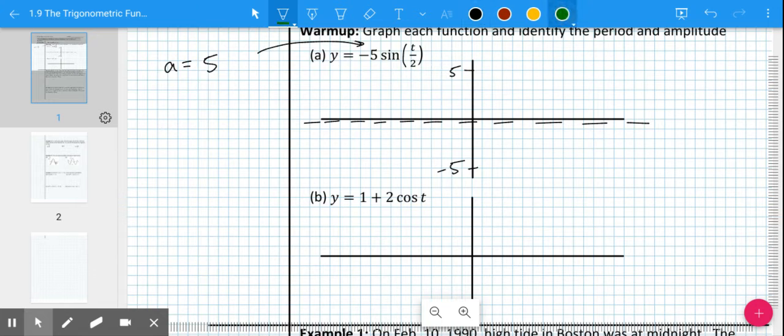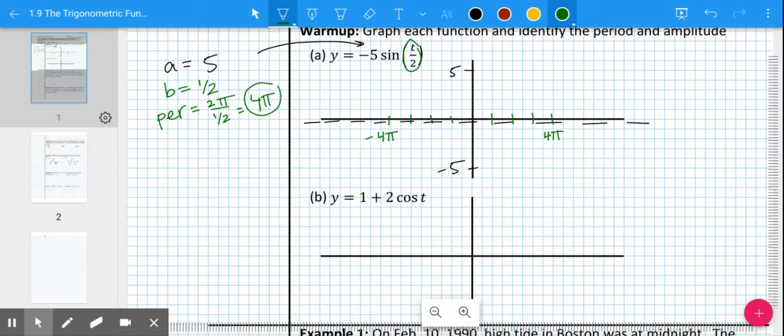The other thing that's tricky is identifying the period. We see that the b value is 1/2. The period is 2 pi over b, so when you simplify that, it should come out to 4 pi. So our period overall for this function is 4 pi. What I like to do with that is scale the axis: here's 1, 2, 3, 4, and I'm going to call that 4 pi. And I like to go backwards, 1, 2, 3, 4, and call that negative 4 pi.